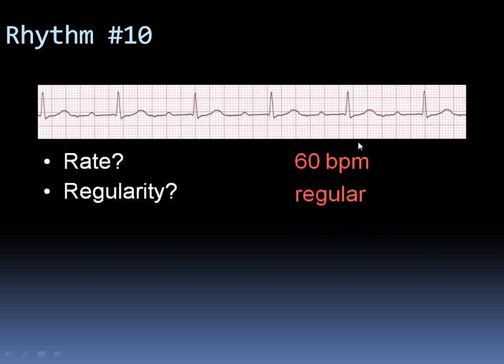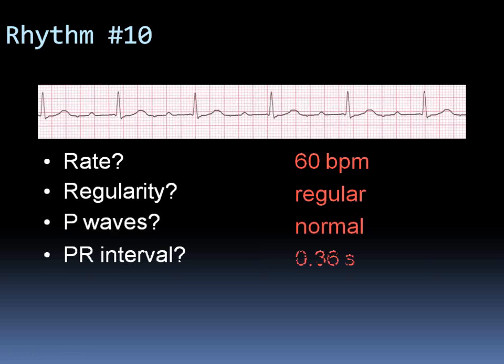It will be regular because every P wave is followed by a QRS. You will see one P wave for every QRS. The P wave morphology will be normal. It will not be changing like the ones that you saw in premature atrial contractions. The PR interval will be prolonged.